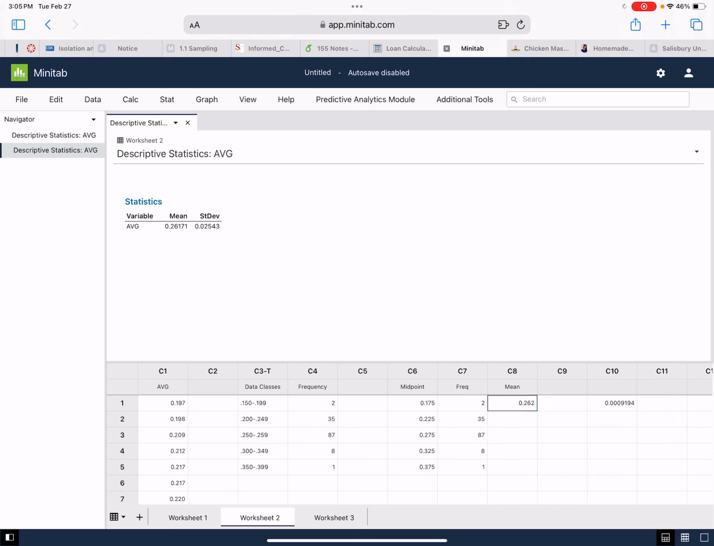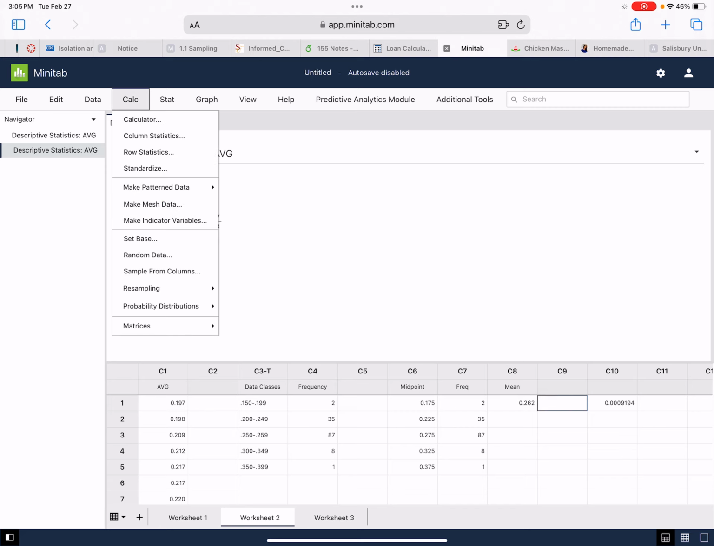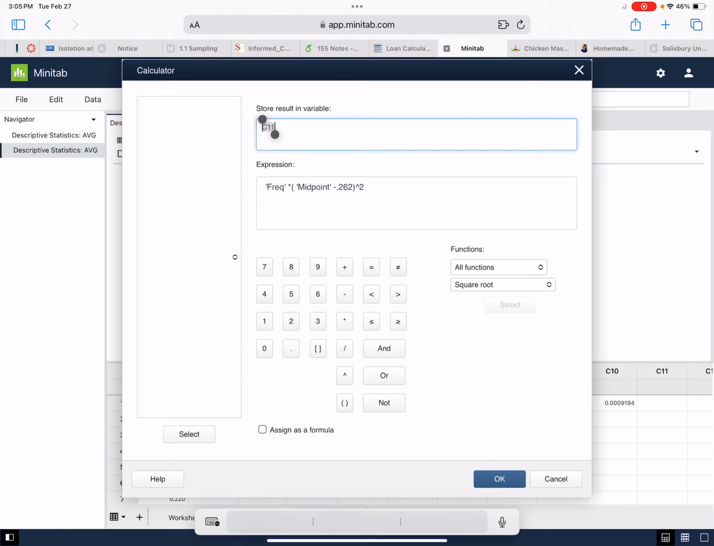Now what we're going to do is use the calculator to find what we're looking for, right? To approximate the standard deviation, right? So we'll store this in, so I'm going to try C10. I don't think it's going to work. I think it's going to give us a problem. Let's just do C9.